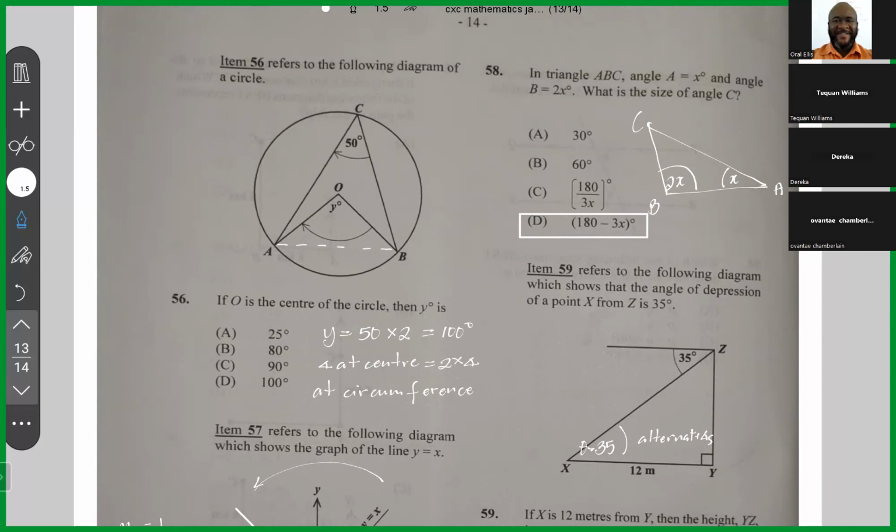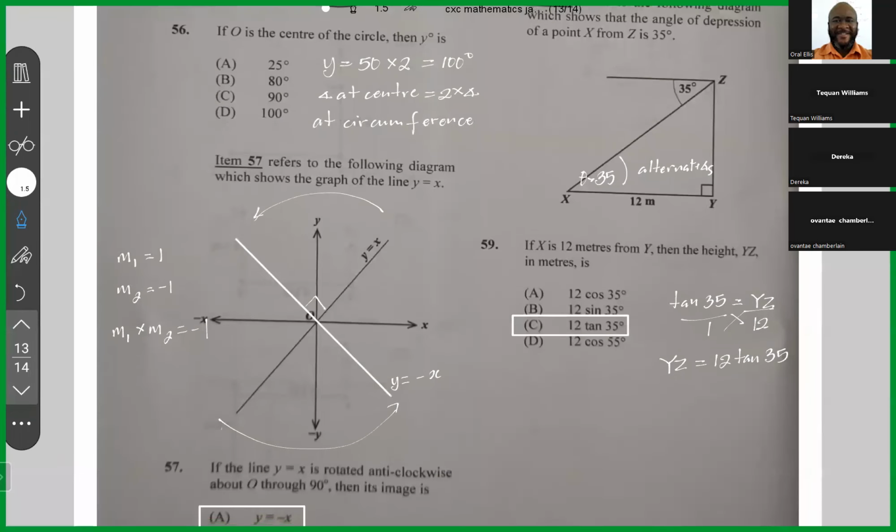58, there are 3 angles in a triangle. 2 of the angles are 2x and x. The third angle must be 180 minus 2x plus x, which is 180 minus 3x. That should be easy.